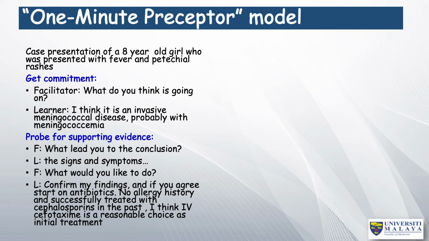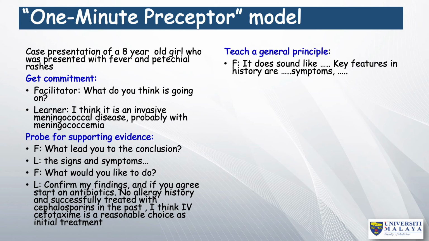Now, if the trainee is not very well prepared, he will definitely make mistakes in these two elements, which will make you understand whether you need to reconfirm or re-examine the patient and then train the learner more appropriately. Now, after getting commitment and supporting evidence, this is an opportunity to quickly teach what he or she needs to do.